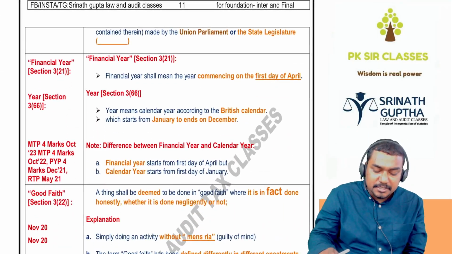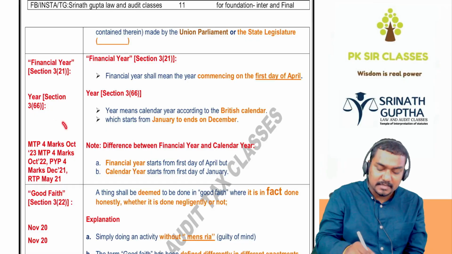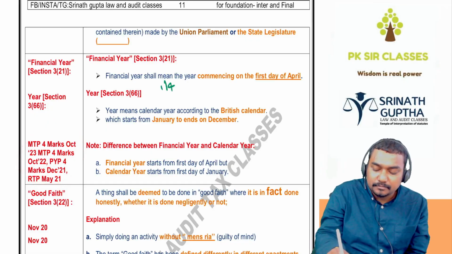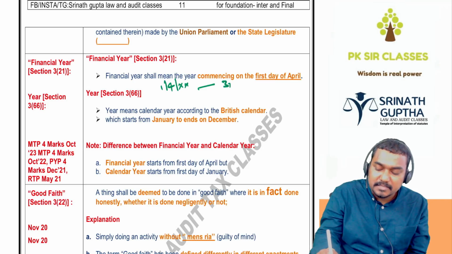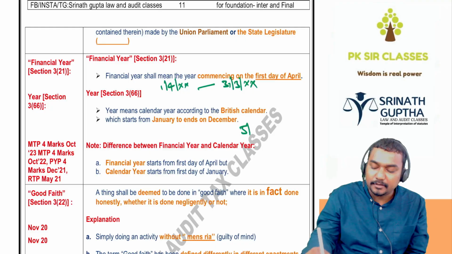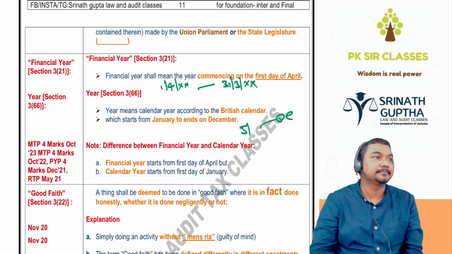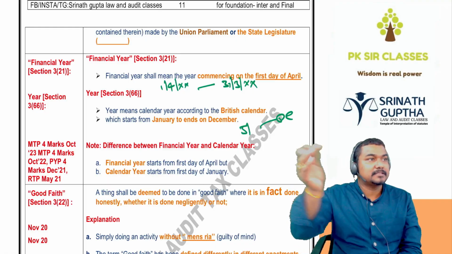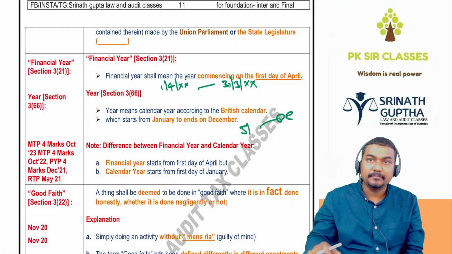Next, financial year and year. This question was asked so many times in the exam. Financial year means 1st April to 31st March of the subsequent year. Year means January to December as per British calendar. Then financial year means 1st April to 31st March of the subsequent year. Year means January to December.